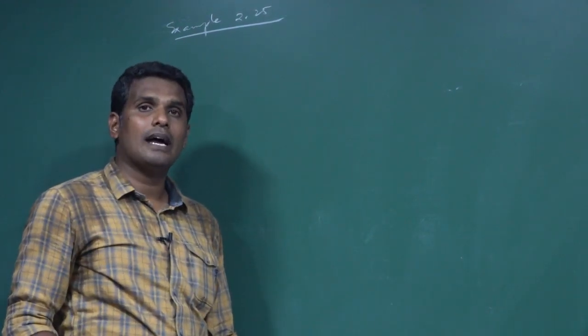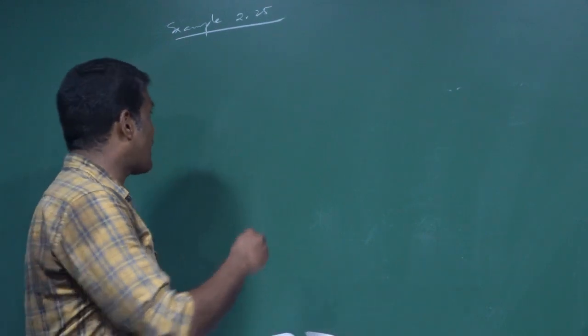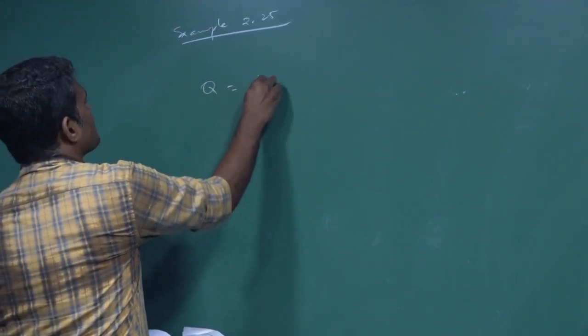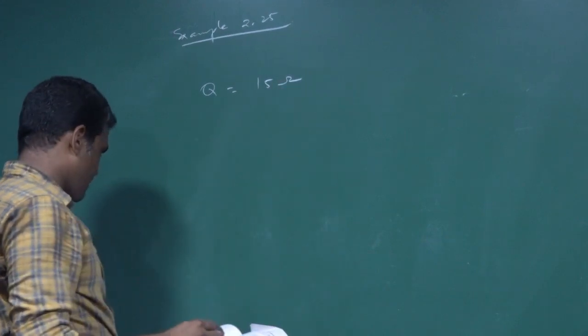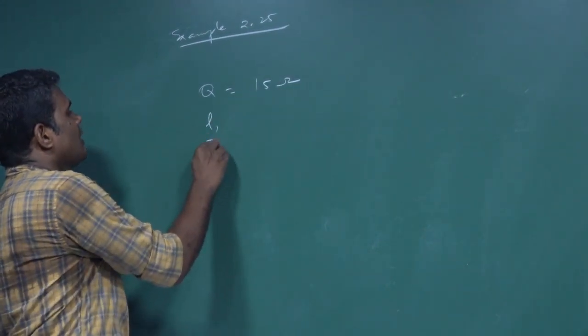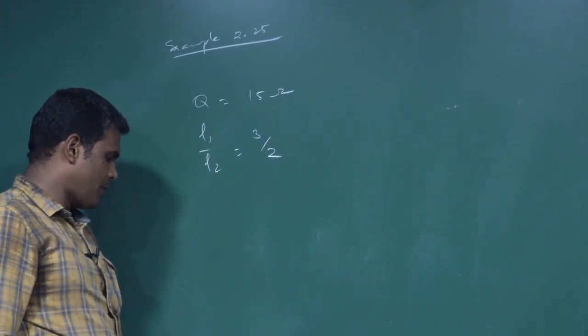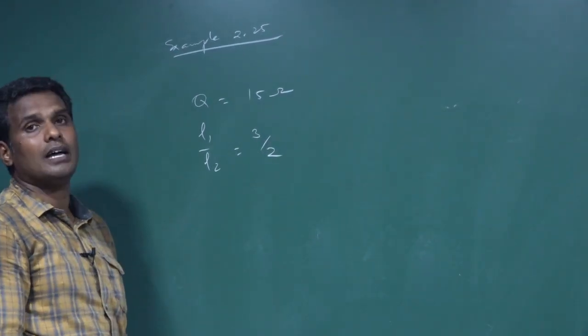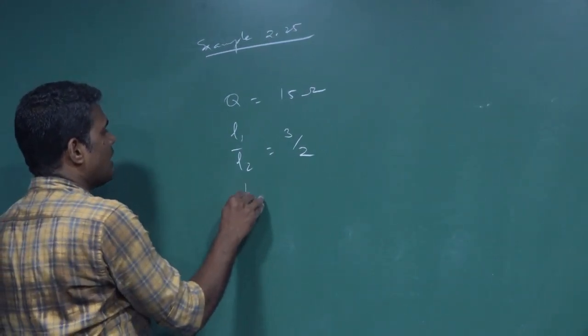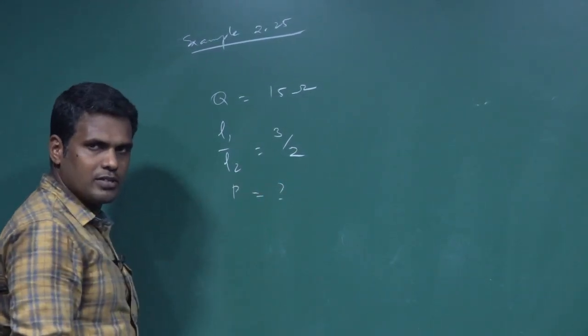In a meter bridge with a standard resistance of 15 ohm in the right gap, the standard resistance Q is 15 ohm in the right gap. The ratio of the balancing lengths L1 by L2 is equal to 3:2. Find the value of the other resistance. You are asked to calculate the value of the other, unknown resistance.